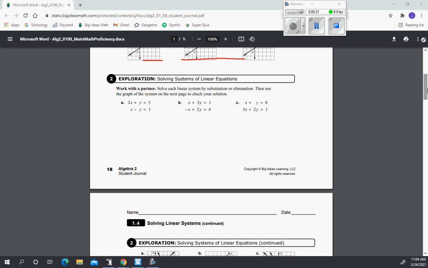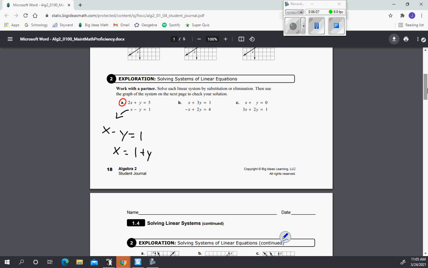Solve each linear system by substitution or elimination, then use the graphs. Okay, so I'm going to show you this in two different ways, both substitution and elimination. Okay, substitution. Can we solve one of these equations for one variable in A? Yeah, we can. I'm going to take this equation right here, x minus y equals 1, and I'm going to solve for one of the variables, x or y. I'll solve for x. How do I do that? Well, if I add y to both sides, I get rid of y, and I get x. So x equals 1 plus y.